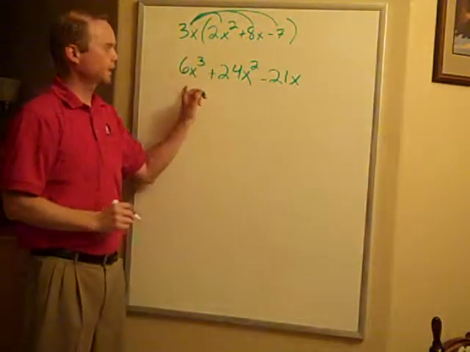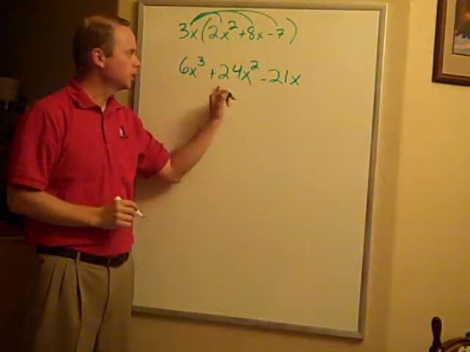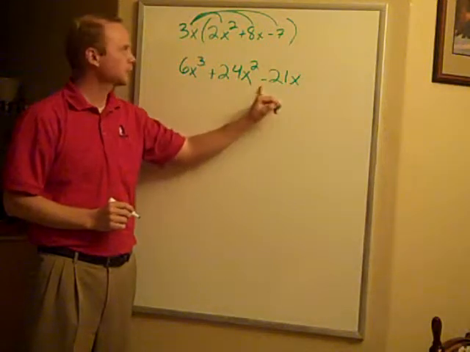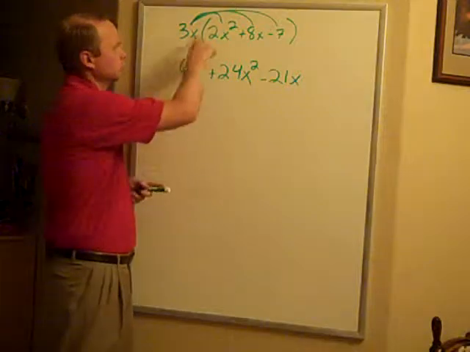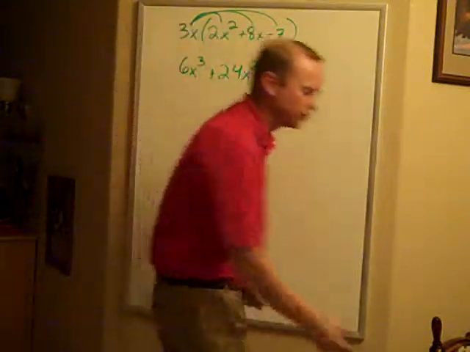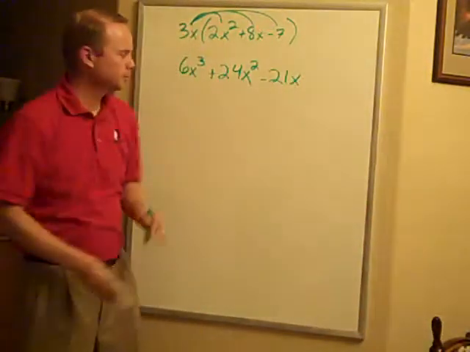Okay, so just by distributing that, here's my new one. 6x cubed plus 24x squared minus 21x. And all I did was basically distribute. This one's fairly easy because it's only 1, so that's all we're going to have to distribute is the 1. Let's look at one that's a little bit more difficult, though.